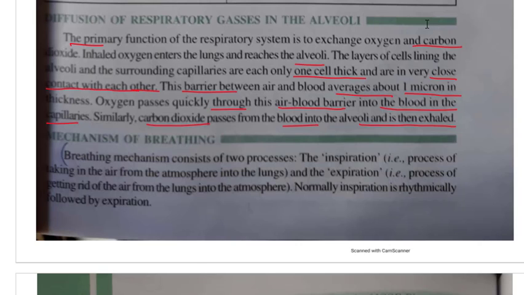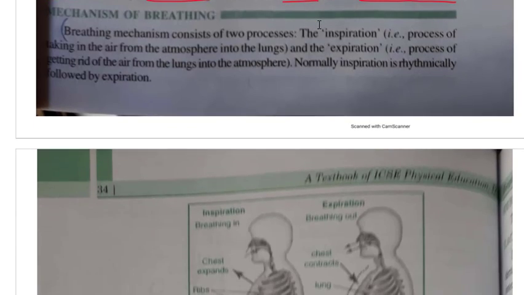Now let us understand the mechanism of breathing. The breathing mechanism consists of two processes: inspiration, that is the process of taking in air from the atmosphere into the lungs, and expiration, that is the process of getting rid of the air from the lung into the atmosphere.